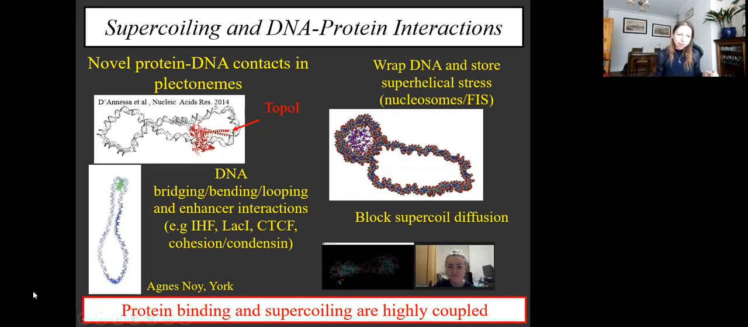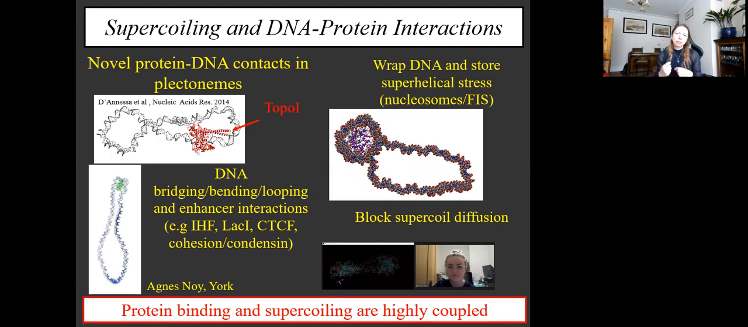You start to be able to see that if you've got a protein that puts a bend in a particular place, then I'm pre-programmed where the rest of the DNA has to go, and that might potentially enable bridging interactions between distant sites of DNA. We also think that these sort of binding proteins can block supercoil diffusion.